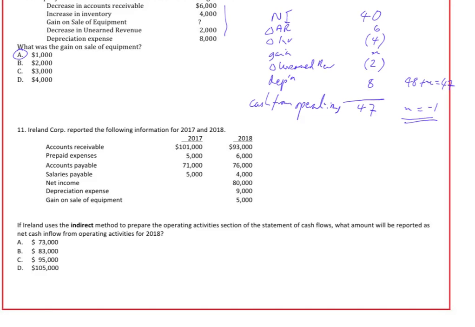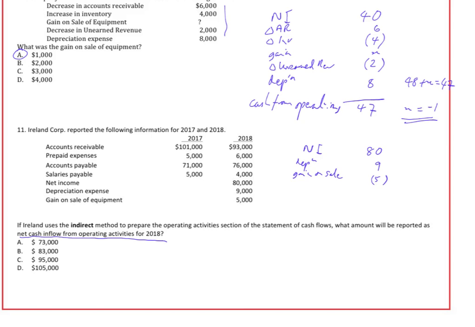Question 11. Ireland Corp reported the following information. So we have some balance sheets, we have net income, some depreciation, gain on sale of equipment. If Ireland uses the indirect method to prepare the operating activities section of the statement of cash flows, what amount will be reported as the net cash inflow? So this is more straightforward. Again, we're going to start off with the net income. The net income is 80. We're going to add back depreciation, and the depreciation is 9. We're going to subtract the gain on sale of equipment, because that's like negative depreciation, so that's 5 coming off.